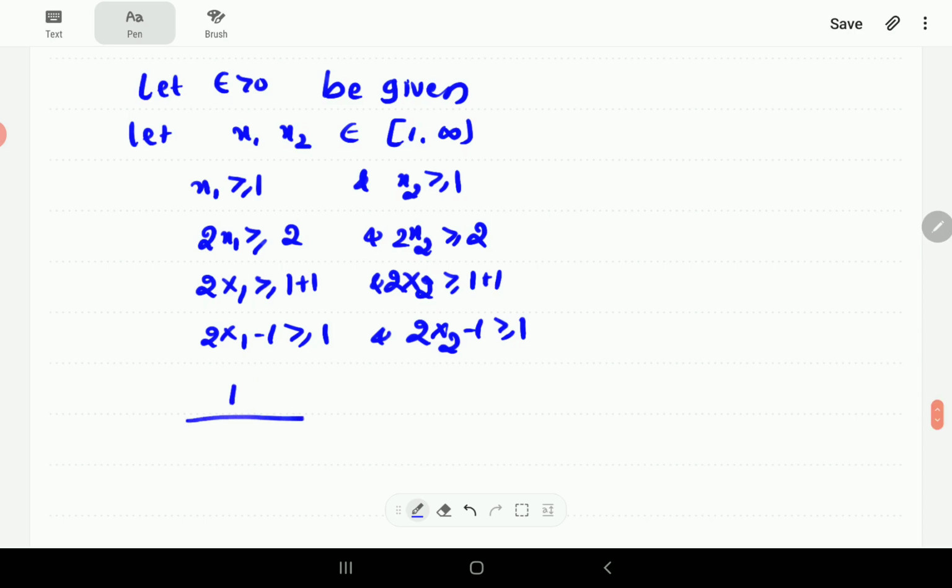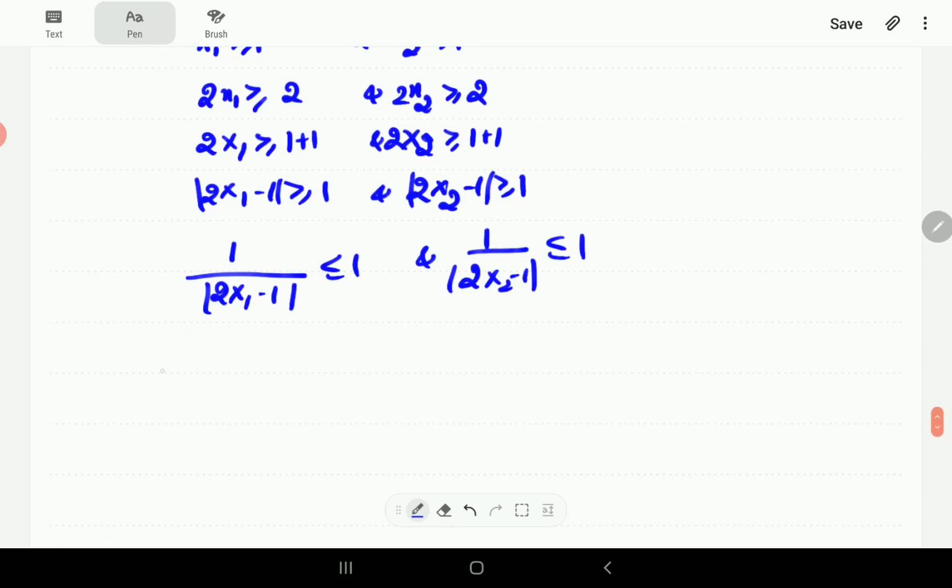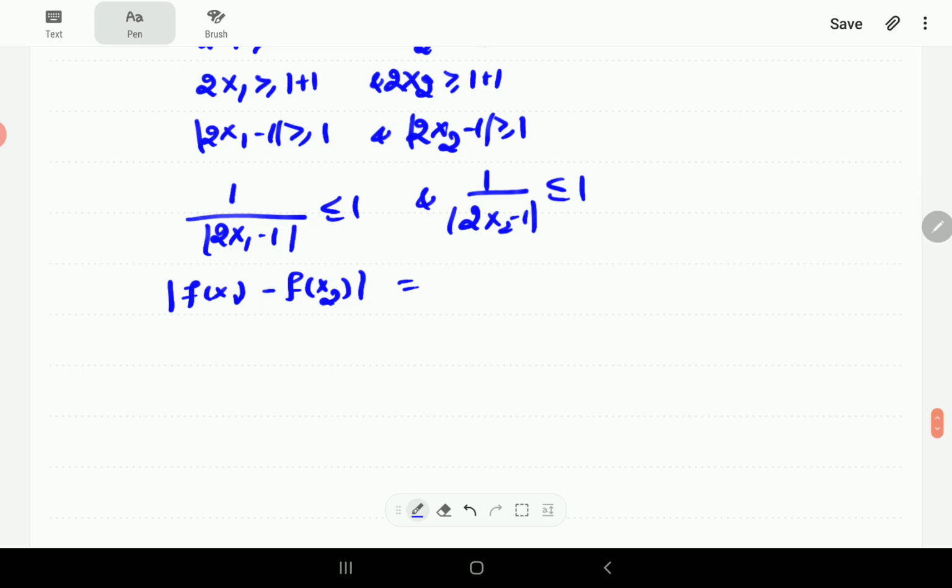So let me take now 1 over 2x1 minus 1. If you want, you can just take them in the modulus also. So 1 upon 2x1 minus 1 is less than or equal to 1, and 1 upon 2x2 minus 1 is less than or equal to 1. Okay, now consider f of x1 minus f of x2. Since your function is given as 2x upon 2x minus 1, this is equal to 2x1 upon 2x1 minus 1 minus 2x2 upon 2x2 minus 1.